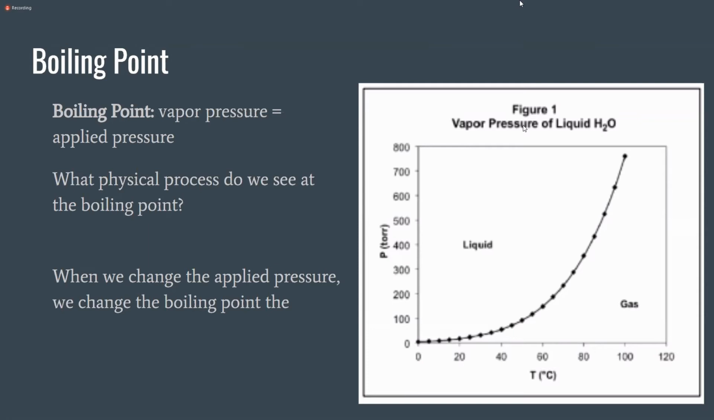And that's why you have bubbles forming at the boiling point, but not at other temperatures, because at other temperatures, the vapor pressure will be less than the applied pressure.